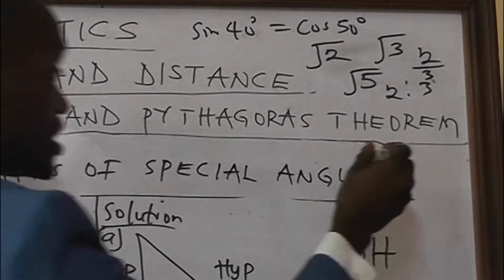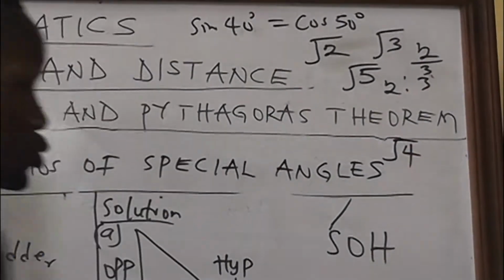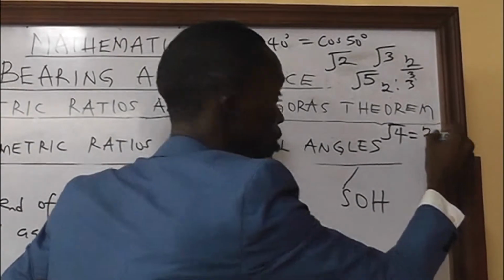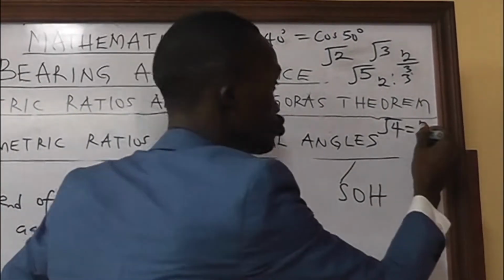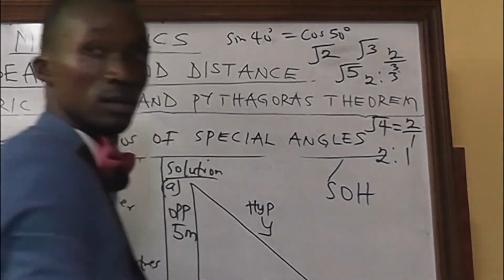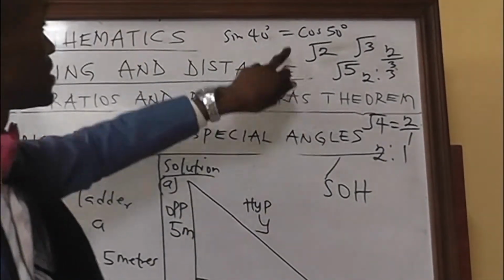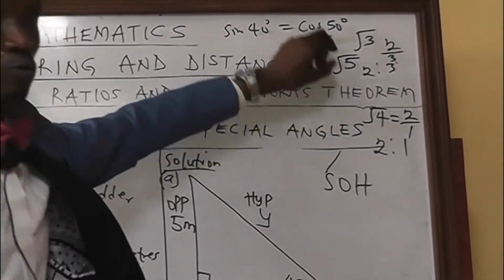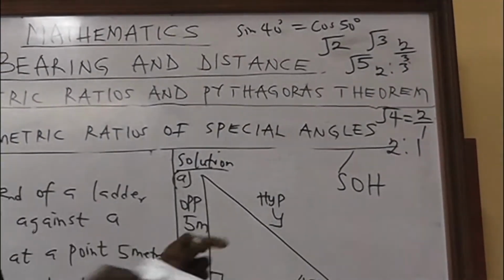It is different if you have root 4. Root 4 does not have any other value apart from what? 2. And 2 can be expressed as 2/1, and 2/1 can be expressed as 2:1. But this does not exist for root 2, for root 3, for root 5, for root 7, root 10, and so on.